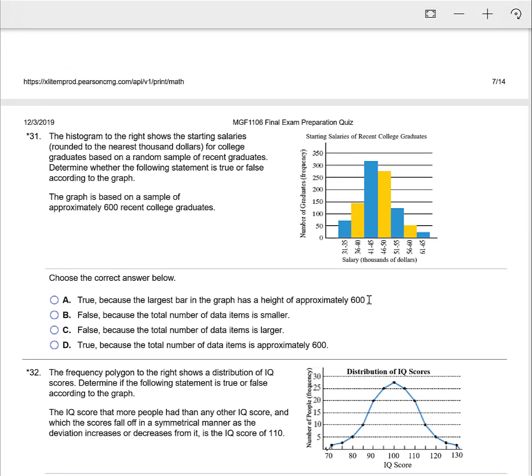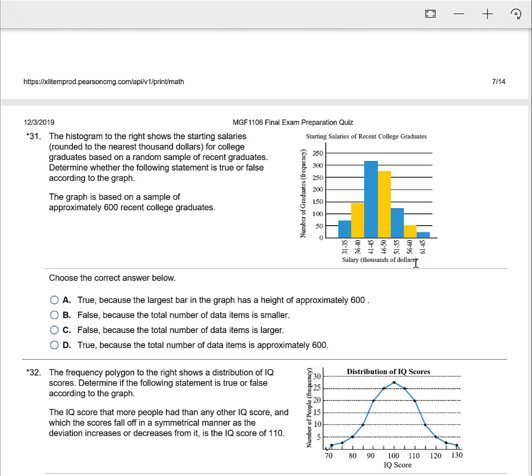The histogram on the right shows the starting salaries rounded to nearest $1,000 for college graduates based on a random sample of recent graduates. Determine whether the following statement is true or false according to the graph. The graph is based on a sample of approximately 600 recent college graduates. All right, so if I look at the highest bars on that graph, I notice that for the middle categories there, I've got over 300 people in this group, and I've got between 250 and 300 in this group. So these two categories right here amount to just about 600 people, and I've still got many other classes to add in. So obviously there's more than 600 graduates summarized in this table.